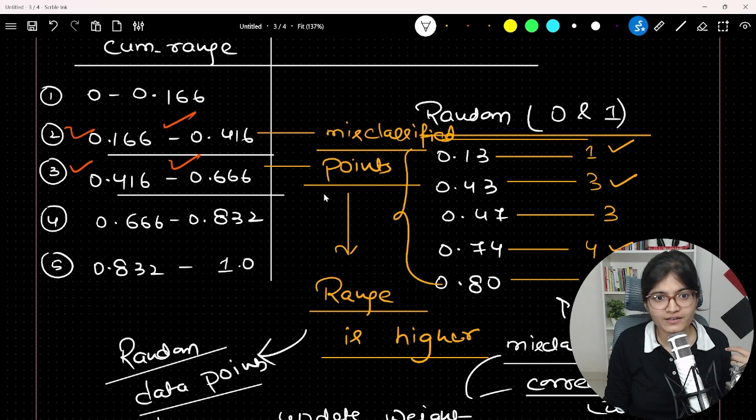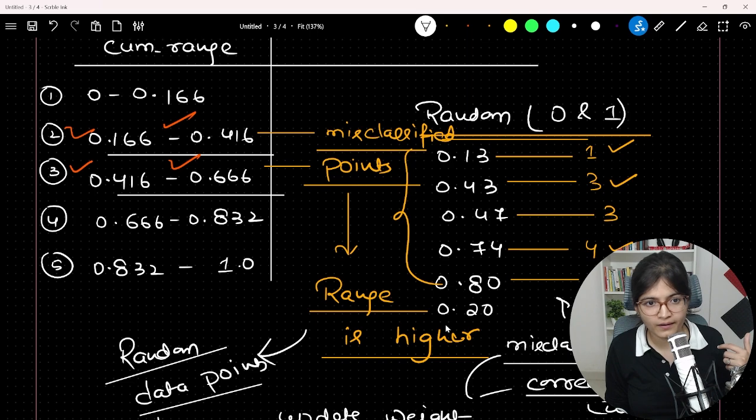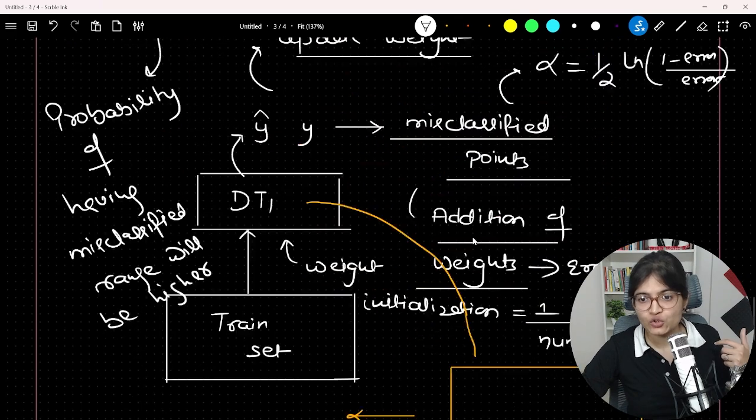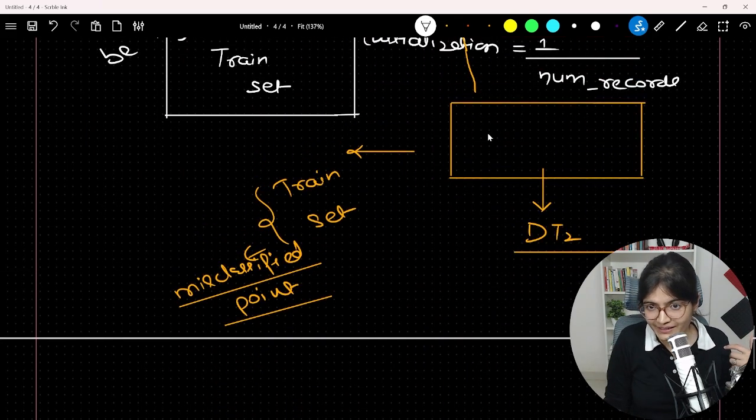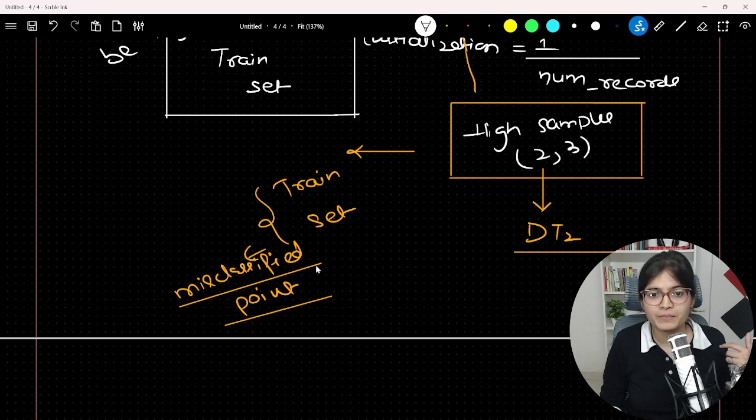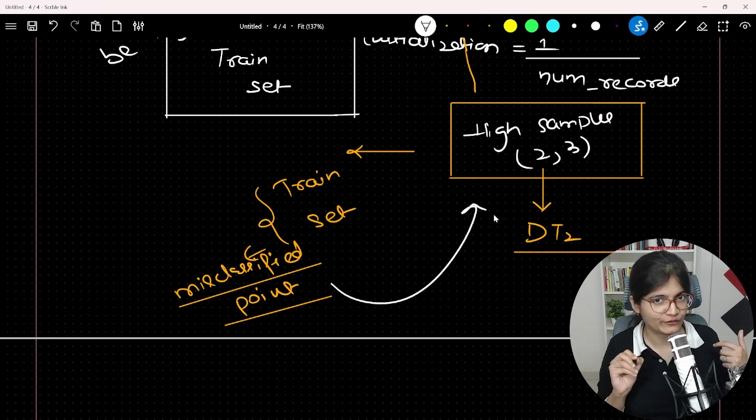What I'm trying to convey here is that chances are very high that you will get the result as 0.20 or 0.31. So in this case, it again belongs to class 2 and class 2. So what will happen is, your DT1 contains the high samples which belong to class 2 and class 3, because those are the misclassified points that we have.